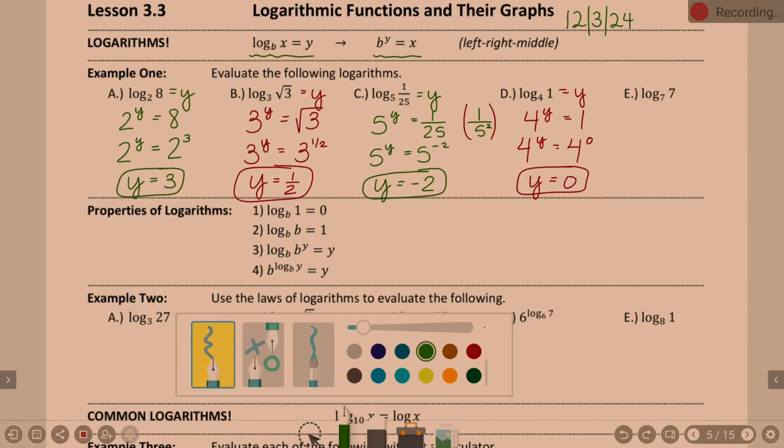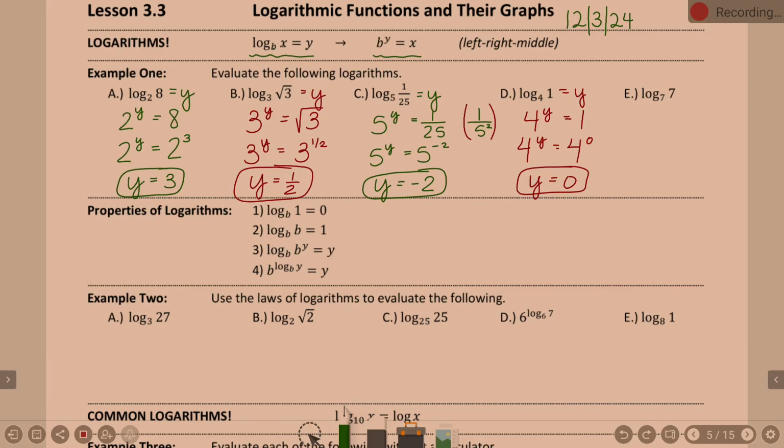Now, what you're going to learn here in a moment, log of 1, no matter the base, is always 0. Log of 1, no matter the base, is always 0. We're going to talk about that here in a moment.